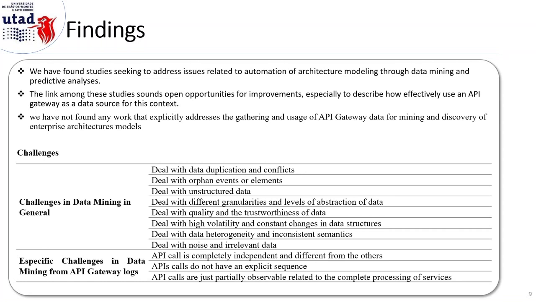Here, we also point out some challenges for this context: we have to deal with data duplication and conflicts, deal with orphan events, deal with high volatility and constant changes in data structures of API contracts, and deal with inconsistent semantics and possible noise. Moreover, we note that each API call is completely independent and different from others, and they are not called in an explicit sequence. Also, from the API gateway, the whole process is only partially observable because the processing that happens on the service consumer and service provider sides is unknown to the API gateway.